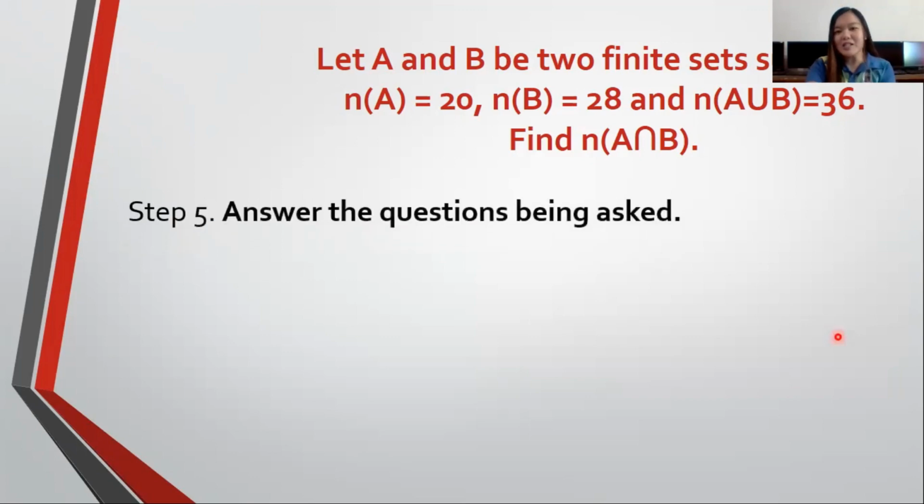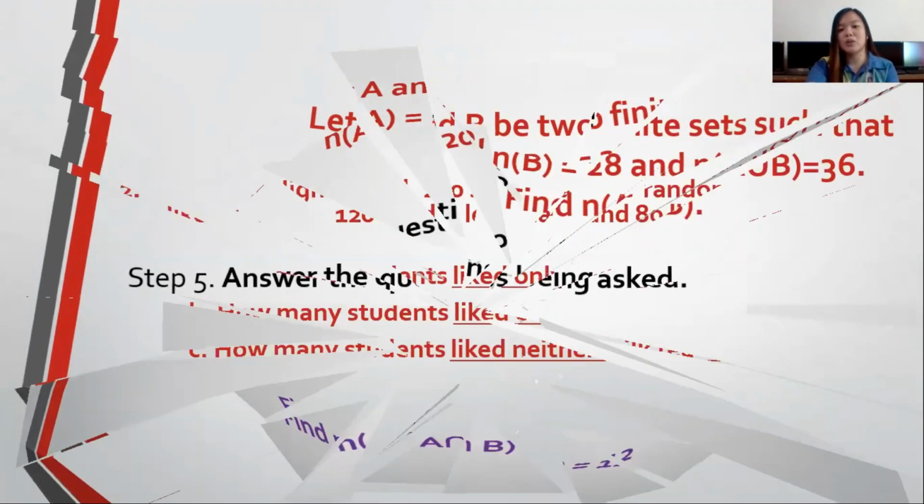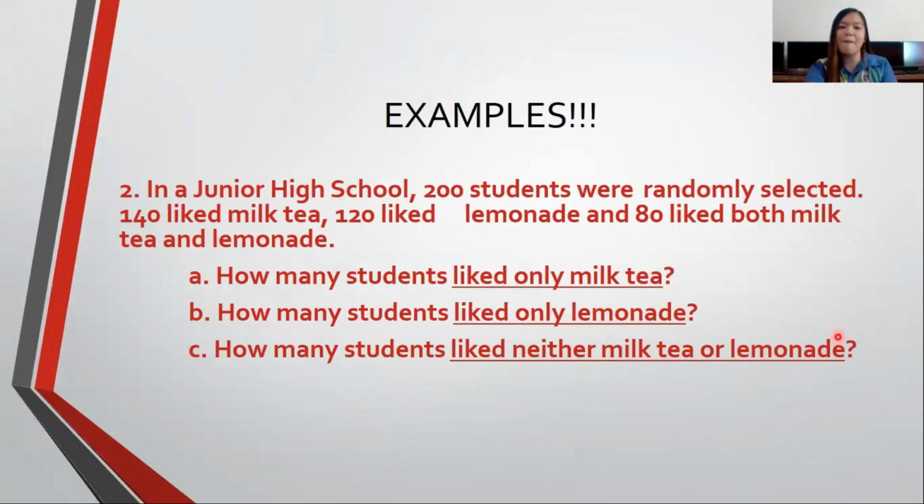Okay? So, the answer now for the question being asked is the number or the cardinality of A intersection B is equal to 12. Next example.